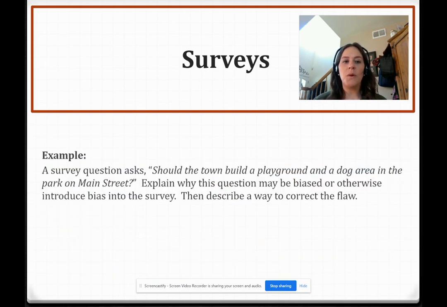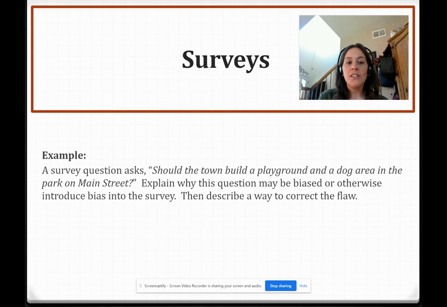Here's an example. We want to identify what the issue is and how we could potentially correct it. A survey question asks, should the town build a playground and a dog area in the park on Main Street? Explain why the question may be biased or otherwise introduce bias into the survey. Then describe a way to correct the flaw. I want to be clear, we're not being asked about the sampling method and the biases caused by it. We're being asked what about the question could cause biases.